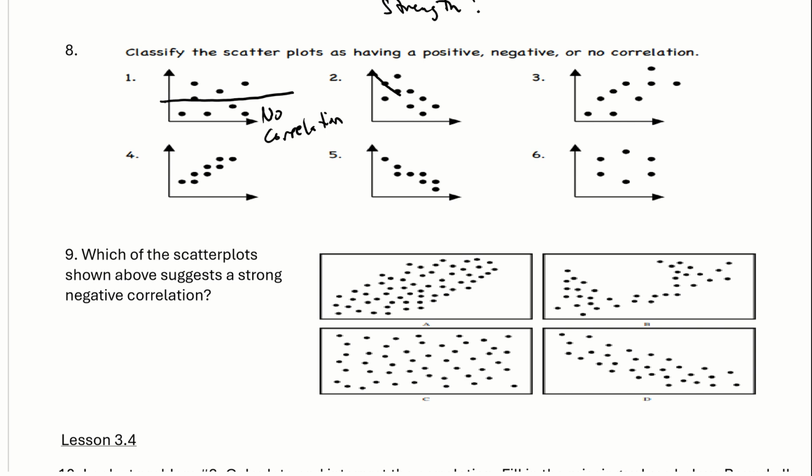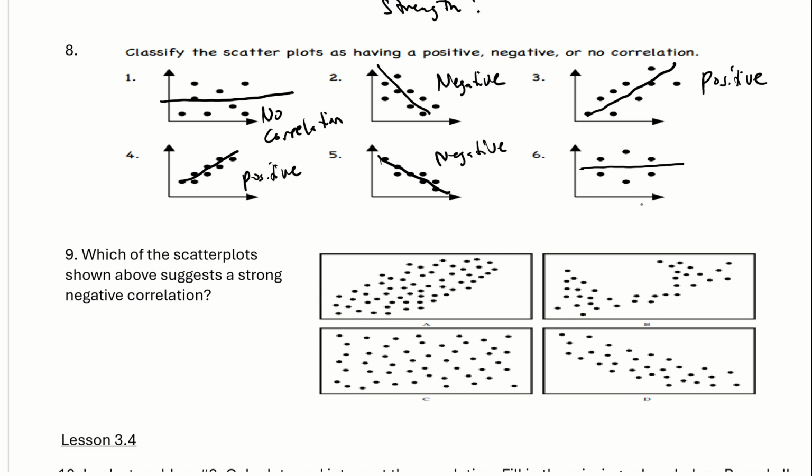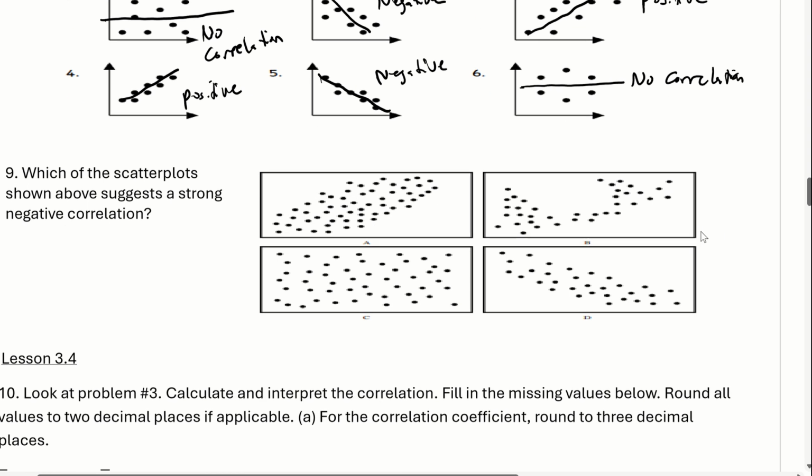Now this one, on the other hand, appears to be going down. So that's negative. This appears to be going up, so that's positive. This appears to be going up, so that's positive. This appears to be going down, negative. And this, again, doesn't look like it's doing anything. Half of them are above, half of them are below. It's all over the place. I mean, there's no relationship there. So it's no correlation. Okay. All right, that's it for number 8.